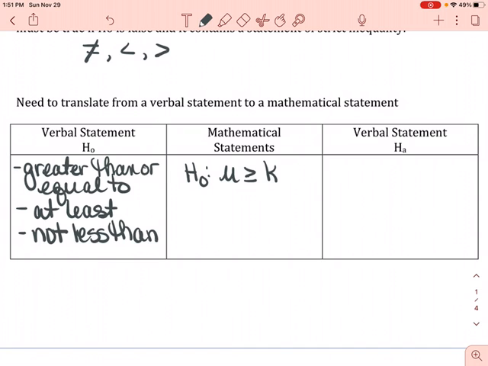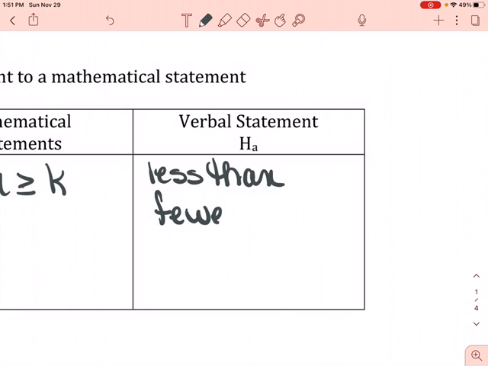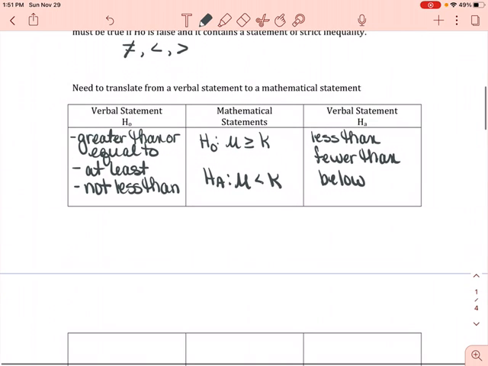Now suppose you're given something like less than. It might be fewer than. It could say below. Anything that would indicate a less than value, then your H sub A would be mu is less than k. Again, k is just our arbitrary letter. Notice that these guys are complements of each other. Again, either one would be the claim depending on the wording of the problem.